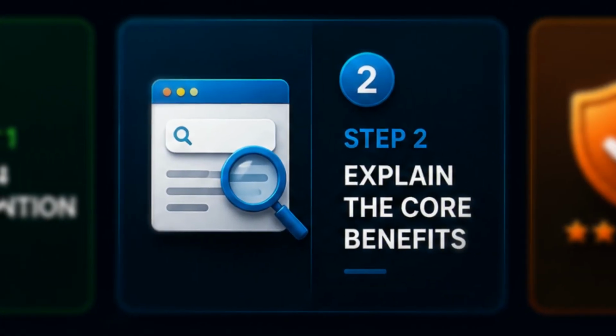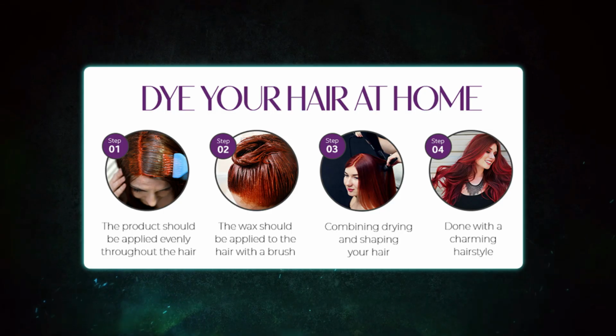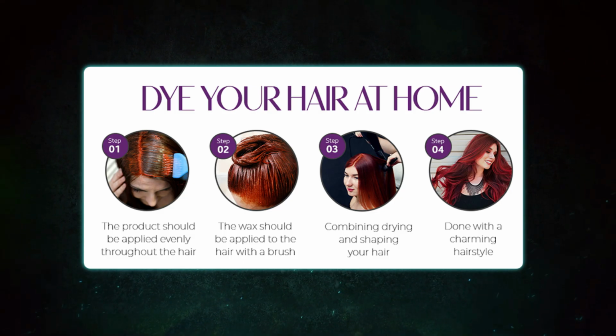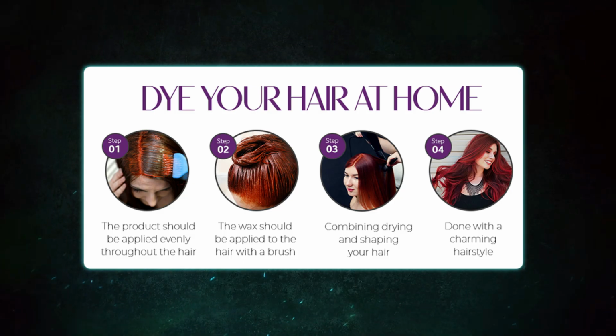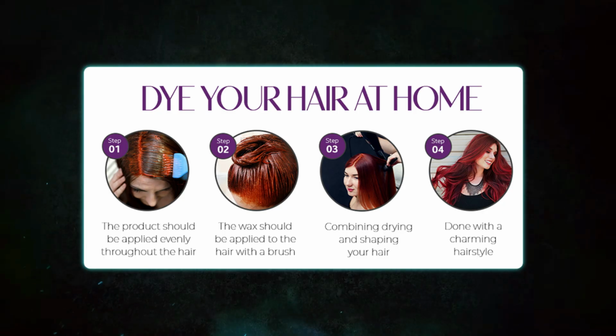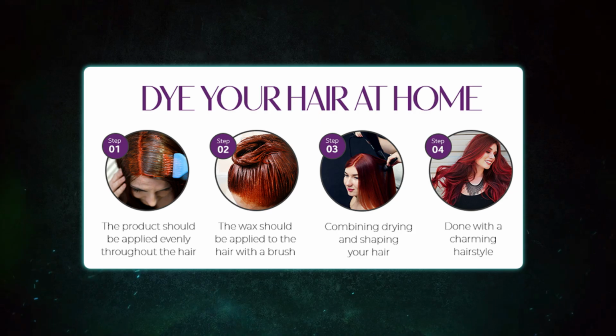Step number 2, explain the core benefits. Alright, so next, use 4 images with text. This is where you're explaining your biggest selling points. One feature, one benefit, one visual. And then repeat. Keep everything short because nobody reads paragraphs.